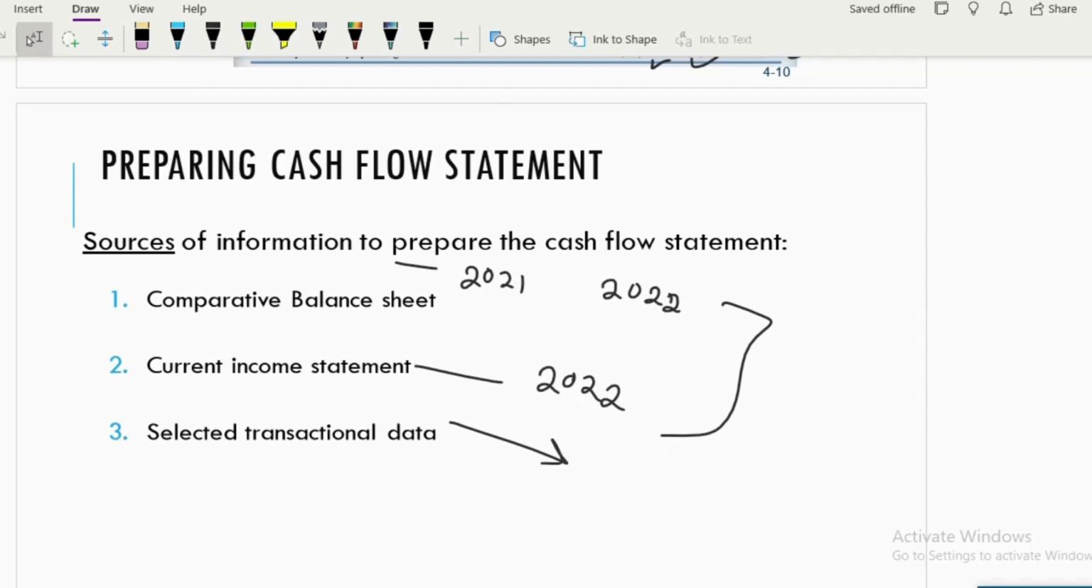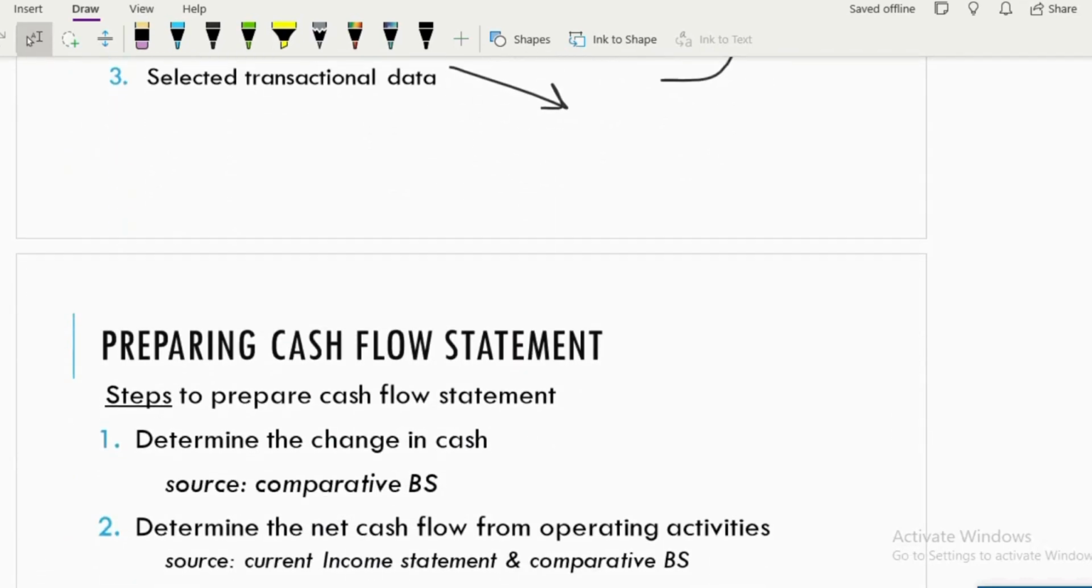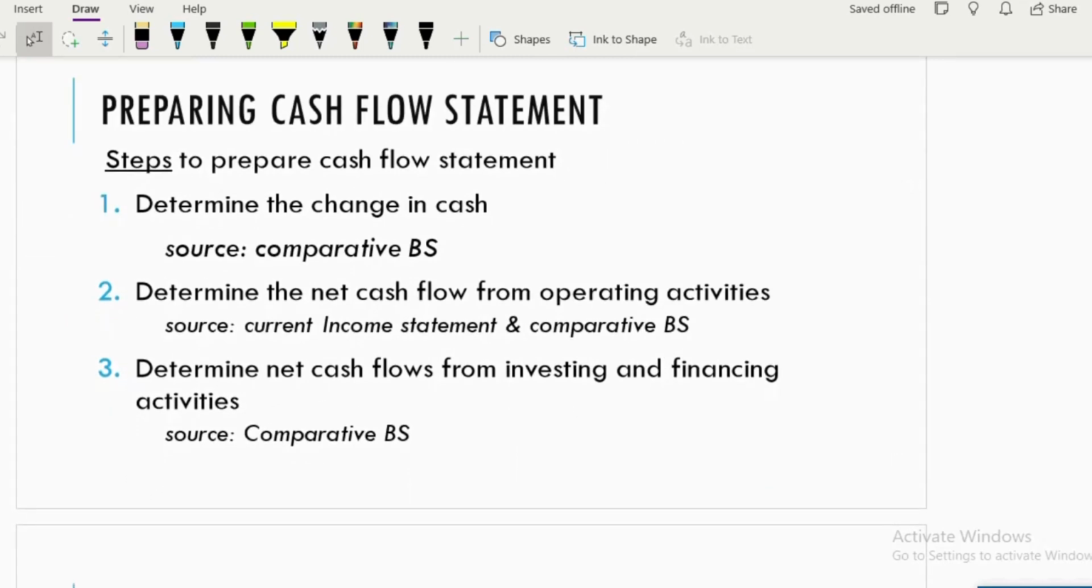So let's check out a basic example and we will prepare the cash flow statement with that. But before that, let's quickly have a look at the steps of how to prepare the cash flow statement. Firstly, determine the change in the cash.